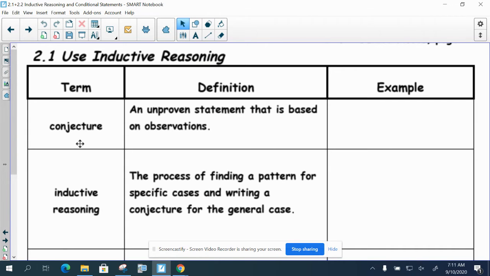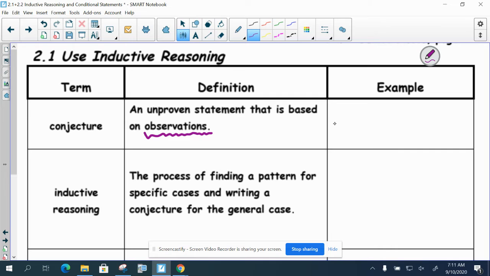So let's first talk about a few definitions. The first one is a conjecture. You might have heard this term before. It just means an unproven statement that is just based on observations. So think about any time where you make an observation about something and the observation that you make hasn't really been proven true. You're just stating it based on what you've seen.